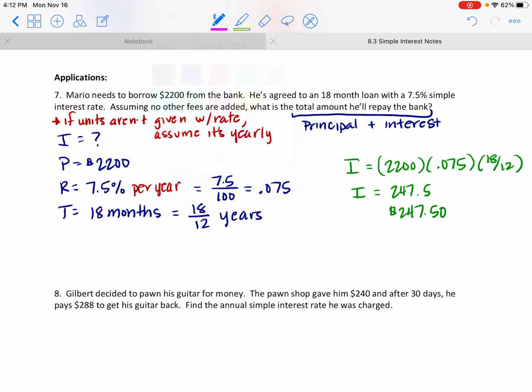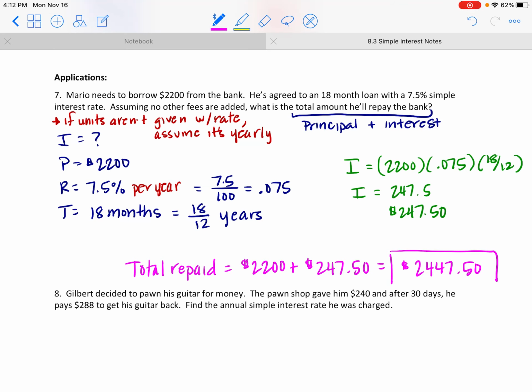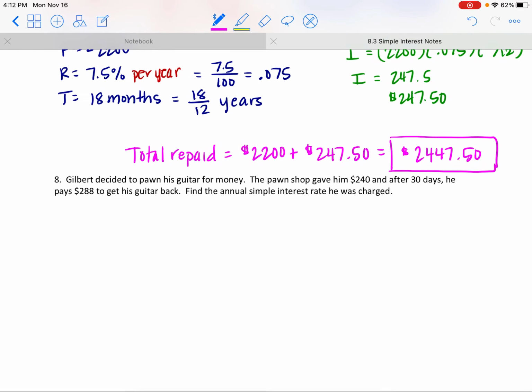So the total repaid is going to be the $2,200 plus the $247.50, which is going to be $2,447.50. And hopefully that makes sense. Okay? All right, we got one last one.